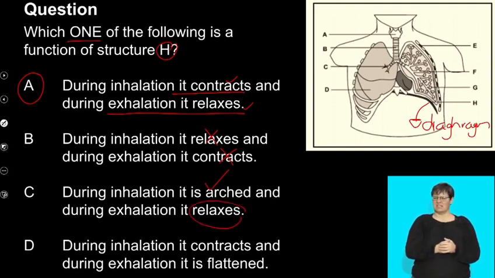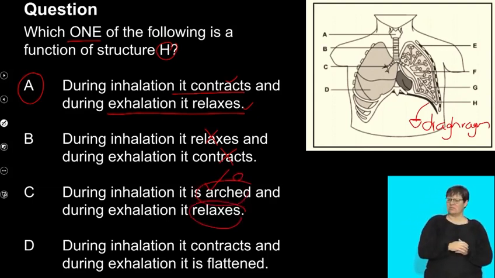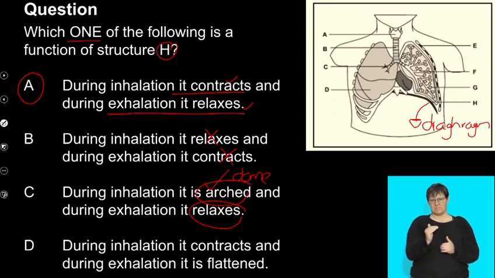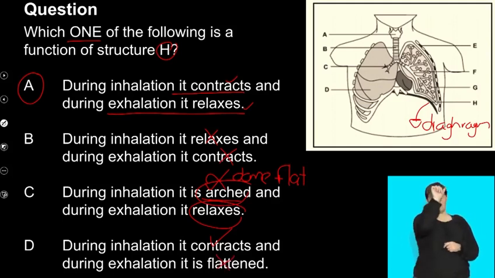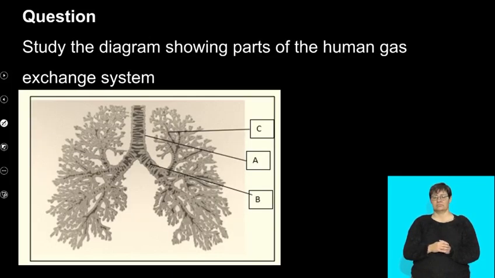What do we mean by arched? It's more dome shaped. So we're not going to use arched, all right? What do we want to say? It is flat. So there we go, neither of those. Right, during inhalation, it contracts, and yes, that's correct, and during exhalation, it flattens. No, it arches. So I go back to my A, right, yes, that's correct, and I'm going to tick it.